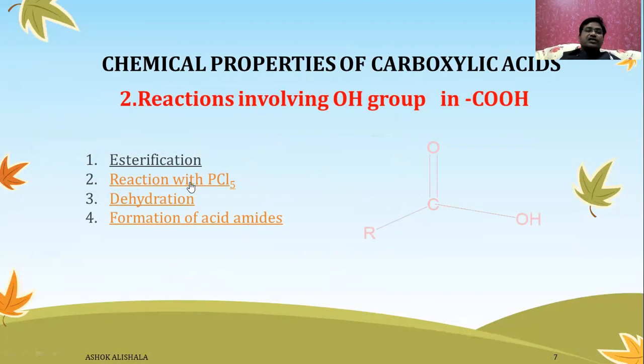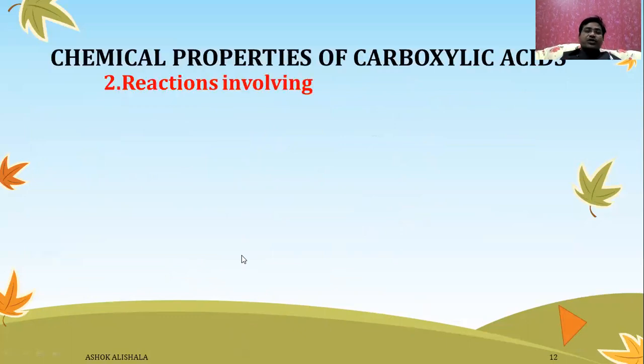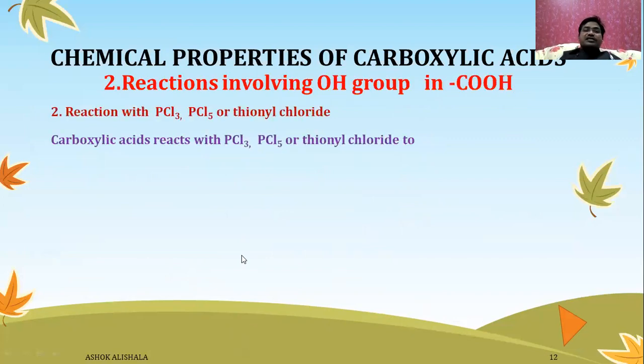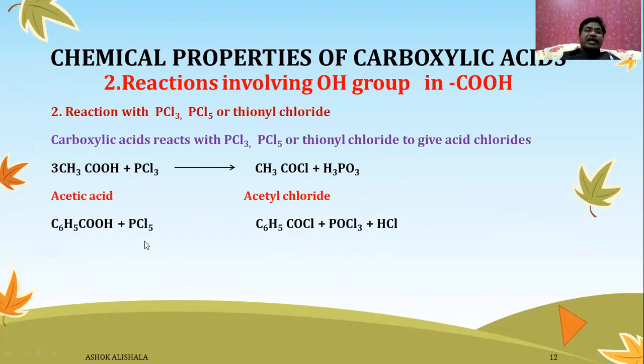Now let us go to the second reaction, the reaction with PCl5. Let us see how it reacts with PCl5, phosphorus pentachloride. Carboxylic acids react with either PCl3, PCl5 or thionyl chloride. Generally they produce acid chlorides. This is the way acetic acid reacts with PCl3 to form acetyl chloride. Next, benzoic acid reacts with PCl5 and you will get benzoyl chloride.